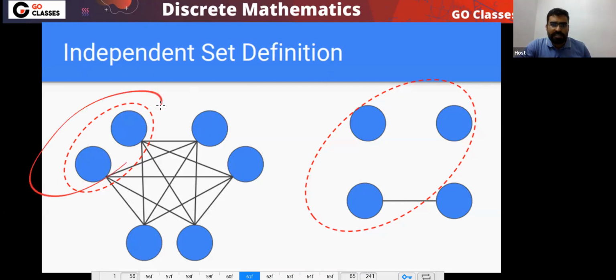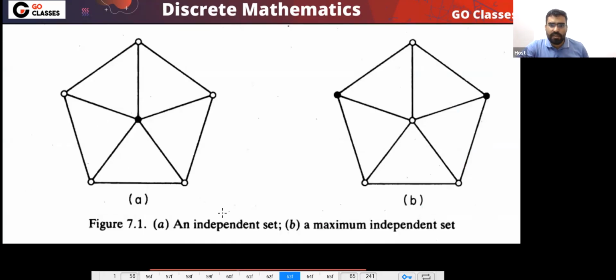So, for example, this is an independent set. Correct? Yes or no? So this is the idea. This is the definition of an independent set. Like here, you can notice this is an independent set, right?